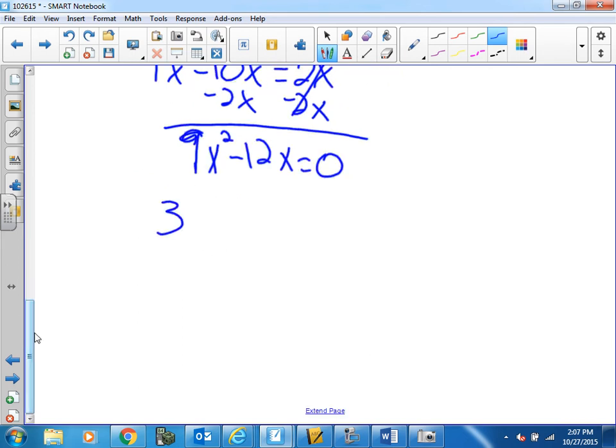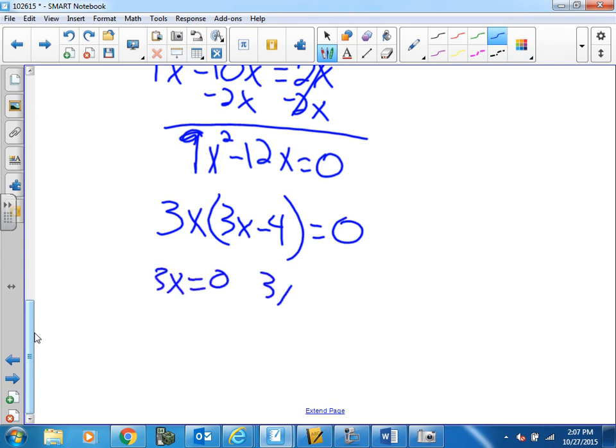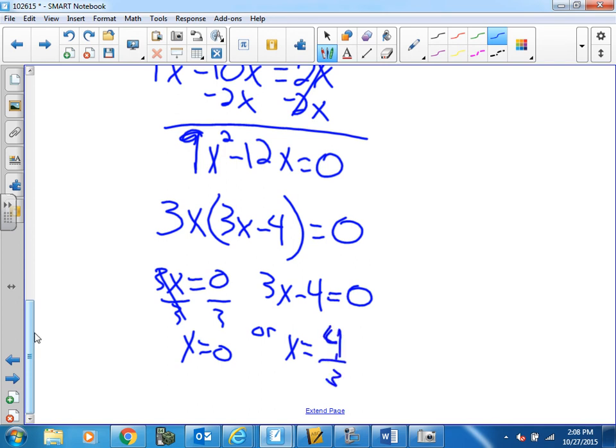Okay, now we can factor it. You could use quadratic formula again, but I can bring out 3x. I'm left with 3x minus 4 equals 0. Set those both equal to 0 as we did before. Everything else is the same from this point, so I'm just going to go ahead and do it very quickly. X equals 0, or x equals 4 over 3.